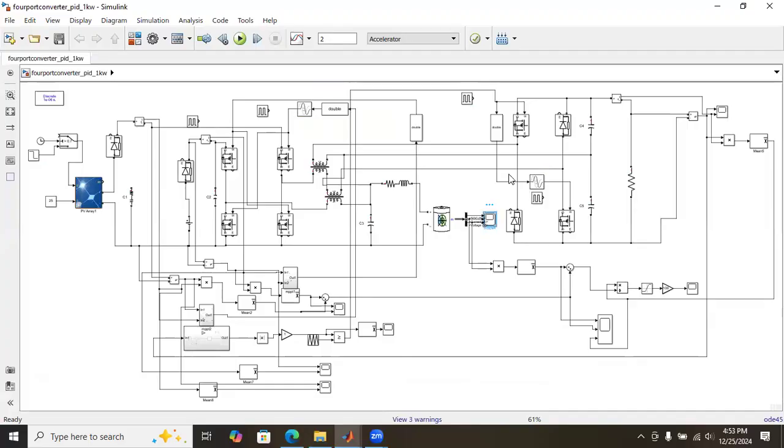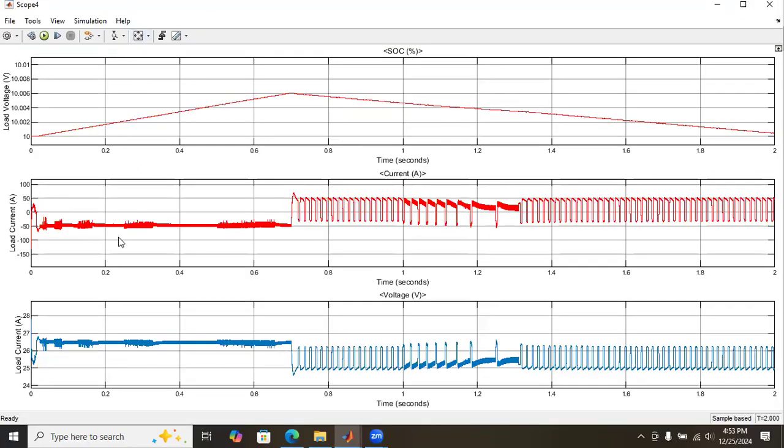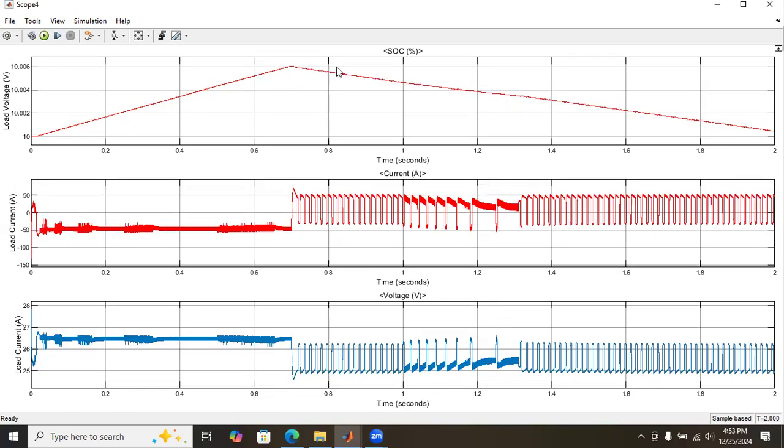And this is the battery supply. That is the state of charge of the battery, voltage and current. Initially the battery was charging, so the state of charge is increasing. After 0.7 seconds, the battery was discharging, so the state of charge starts to decrease. Similarly, the current initially is negative because the current is flowing in the opposite direction towards the battery. And after 0.7 seconds, it goes positive. That means the current is going from the battery to the load.